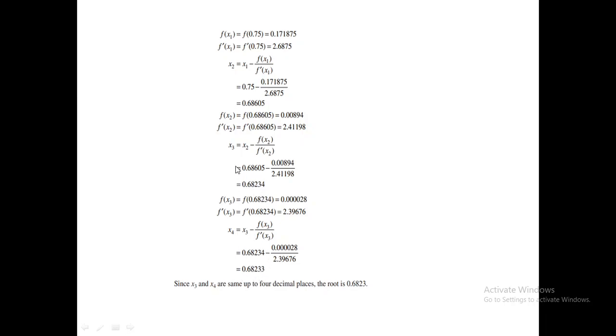x4 and x3 agree up to the 3 decimal places. Then we stop the iteration and we can write at the end: since x3 and x4 are the same up to the decimal places considered, the exact root is 0.6823.